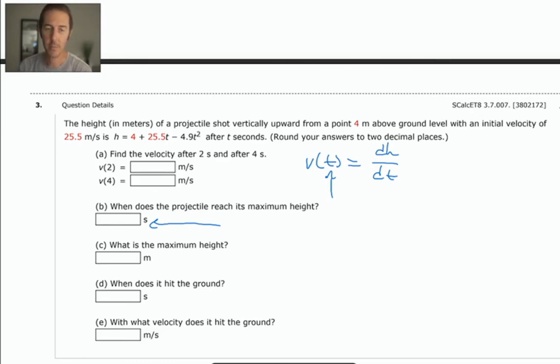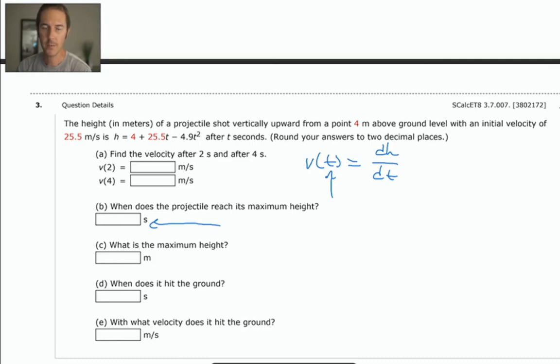What is the maximum height? Well, you know when the maximum height occurs. Wouldn't it be nice if you had a function that described height, into which you could plug that time value? Okay, got that? Good. When does it hit the ground?